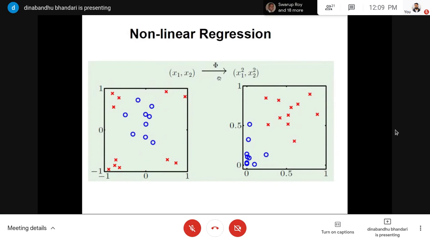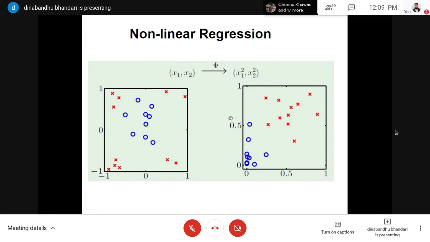Now I am giving one simple mapping. You calculate x1 square and x2 square, and you consider x1 square as z1 and x2 square as z2. So you take this point, which has two components x1, x2, you square them and plot here and put them as blue, and if this is 0, 0, all these blue points will be like this, and all these red points will be somewhere here. Now you see it becomes linearly separable.